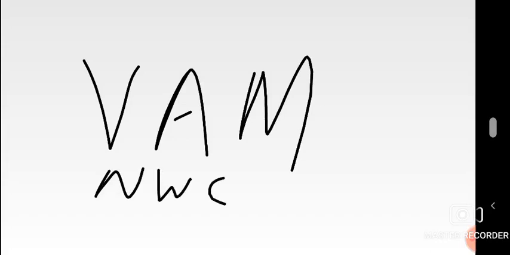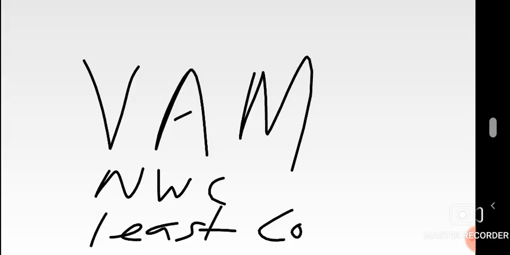This video is on the Vogel's approximation method, also abbreviated as VAM. This is just one of the three methods that we use to calculate the initial feasible solution, which are the northwest corner method, the least cost method, and finally VAM, the one we are actually focusing on in this video. So let us get underway and try to solve a question using VAM.